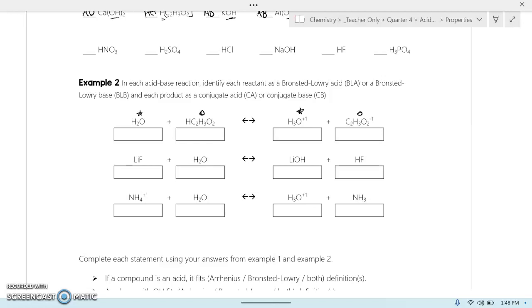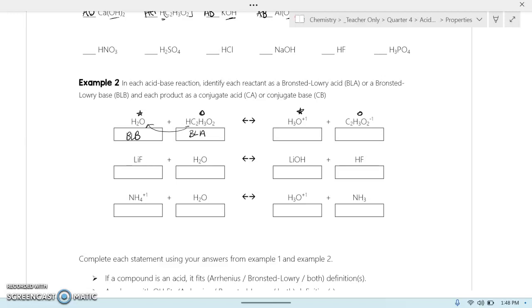So let's take a look at how the hydrogen moves. It looks like we're going to be taking this guy and moving it over here in order to make this product occur. Because our stars, we're kind of gaining a hydrogen on the product side. So that means our C2H3O2 is the donor. So this is our Bronsted-Lowry acid. And our H2O is the acceptor. It's going to take it. Bronsted-Lowry base.